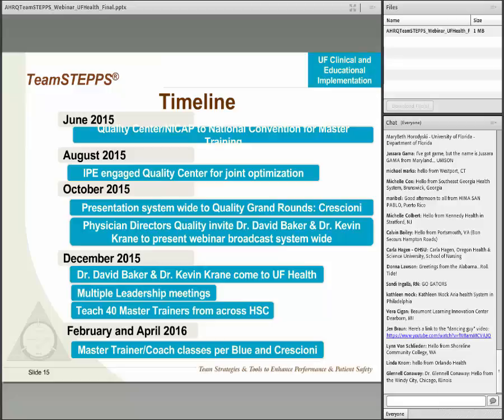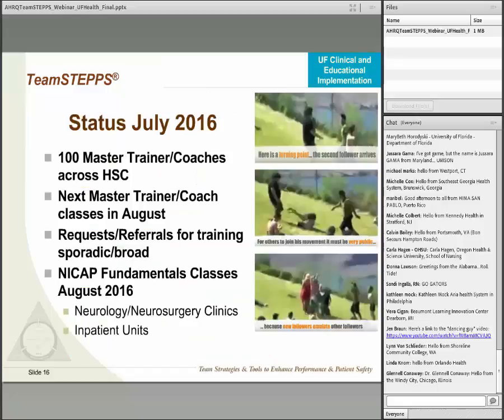You know, they want us to continue working on this, and they trained 40 master trainers for us while they were here, and Dr. Blue and I have taken on that baton in February. In April, again, our next training is coming up. We're doing the next master training next month, but the fundamentals begin with our NICAP.